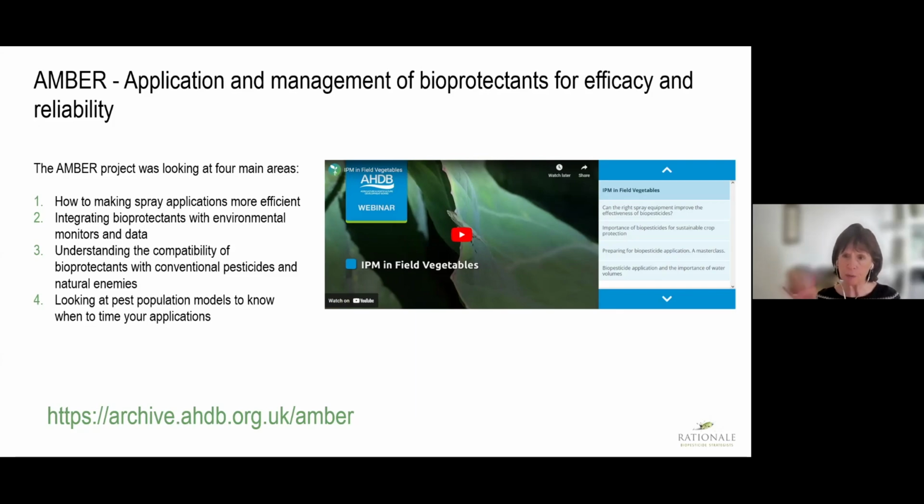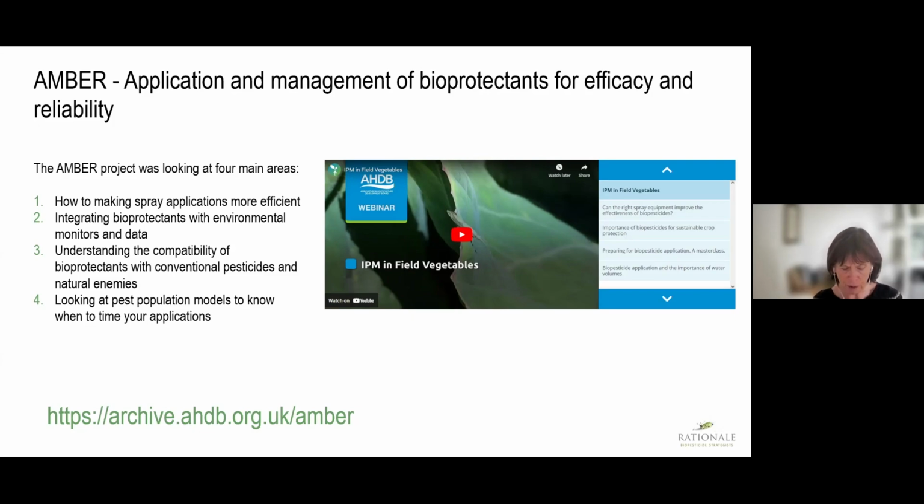The project's now finished, but the links here will take you to a series of webinars which explain what happened on this project. And some of the really interesting take-homes were that we tend to apply products with 1,000 litres per hectare. But we found if you reduced it down to 500 litres per hectare, in some cases there was a 35% improvement in efficacy by using less water, by getting the application right. It also became really clear that the application needed to be absolutely right for the life stage of the target, whether it's an insect or a disease.